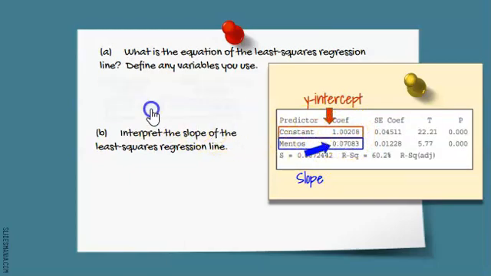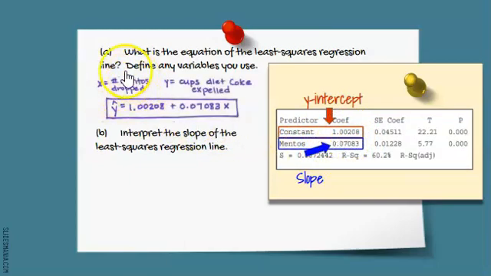So if I write my equation out, I'm going to define my variables. X was the number of Mentos dropped. Y is the cups of Diet Coke expelled. And then I write my equation based on this information. So y hat equals the y-intercept plus the slope times x.